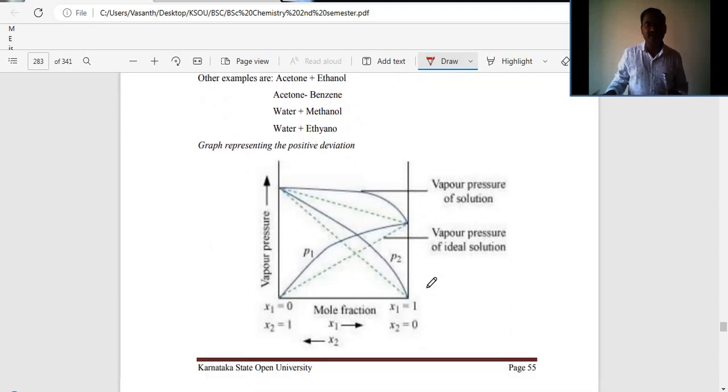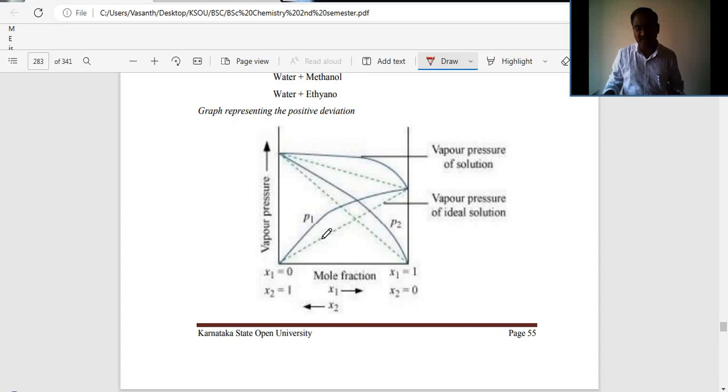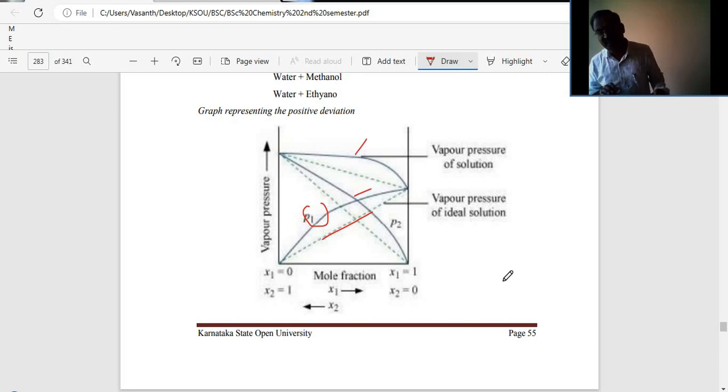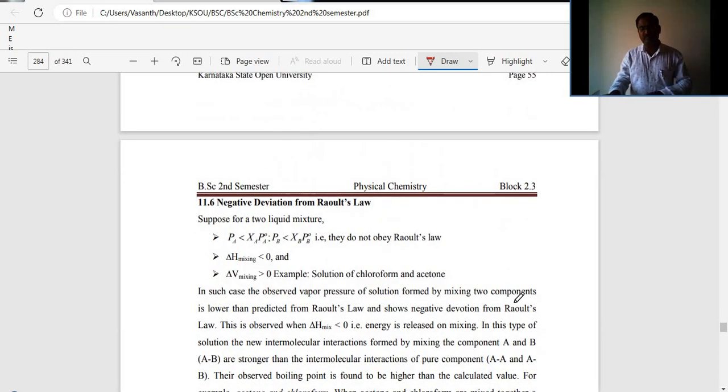Next, this is the graph for that. This is ideal behavior. These curves generally indicate positive deviation from Raoult's law.